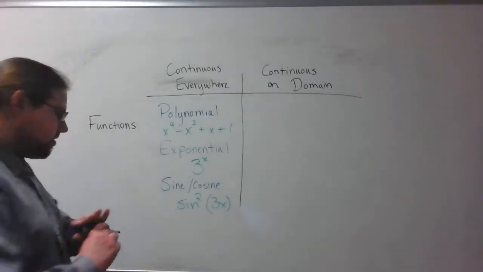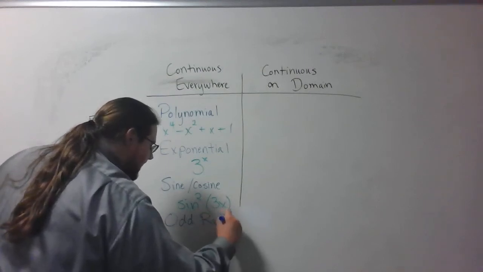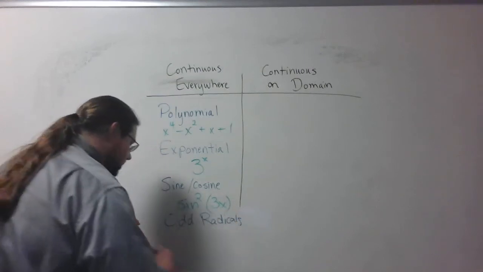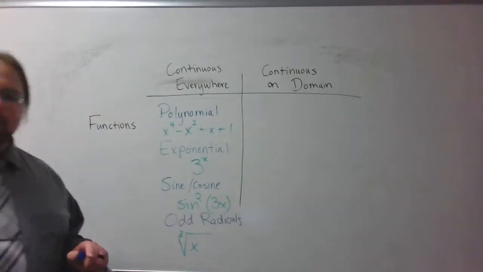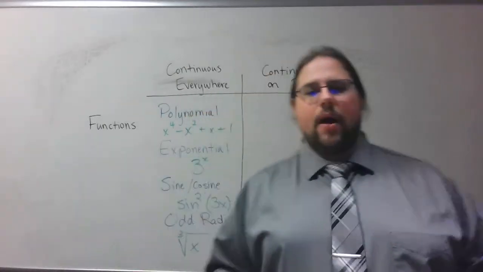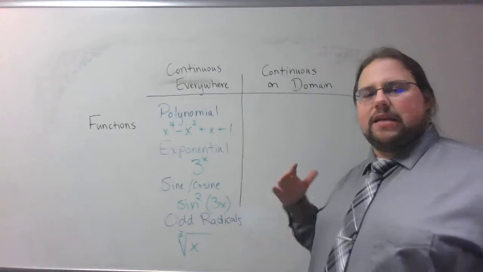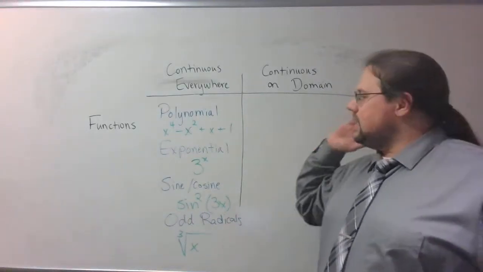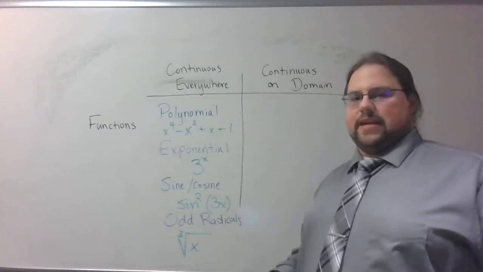Now, last one I'm going to talk about are odd radicals. That means something like the cube root of x. That is continuous everywhere. Now, you're asking me, what about the even radicals? We're going to get to that in a second. So, all right. Those are functions that are continuous everywhere. Doesn't matter what function you have. Doesn't matter what x is, what y is, doesn't matter. These functions are continuous everywhere.